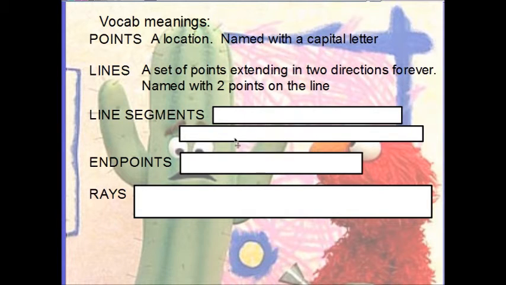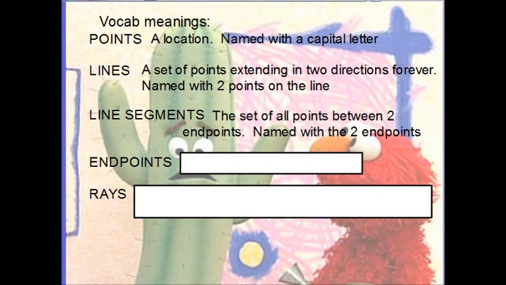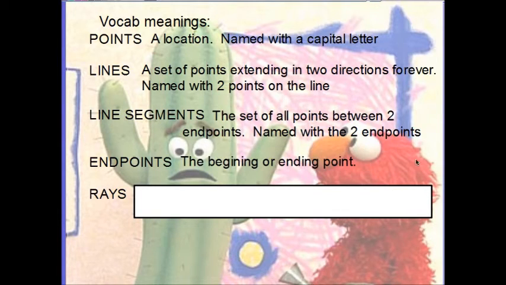Line segments. Line segments are the set of all points between 2 endpoints, so it has a start and an end, whereas lines have no end. Line segments are named with the 2 endpoints in either order. Now, endpoints. Endpoints are the beginning or the ending point.